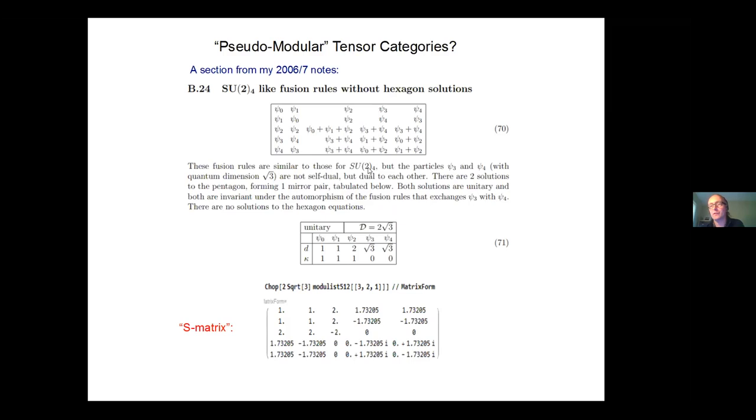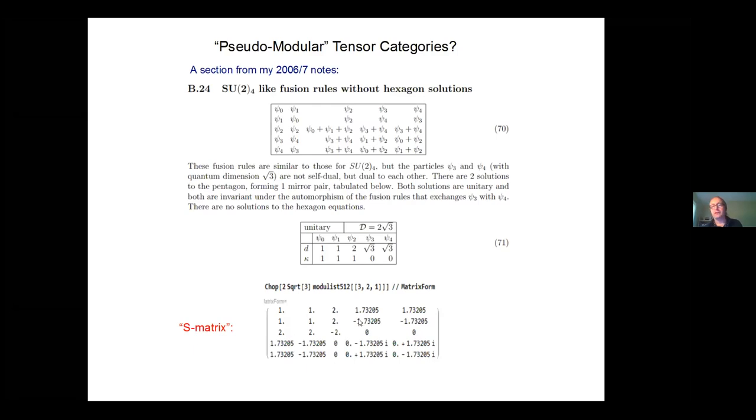So I could already solve this in 2006, probably. There are two solutions of the pentagon equation. They form a mirror pair, basically complex conjugation relates them. All the reassuring indicators kappa here are equal to one, for the self-dual particles.